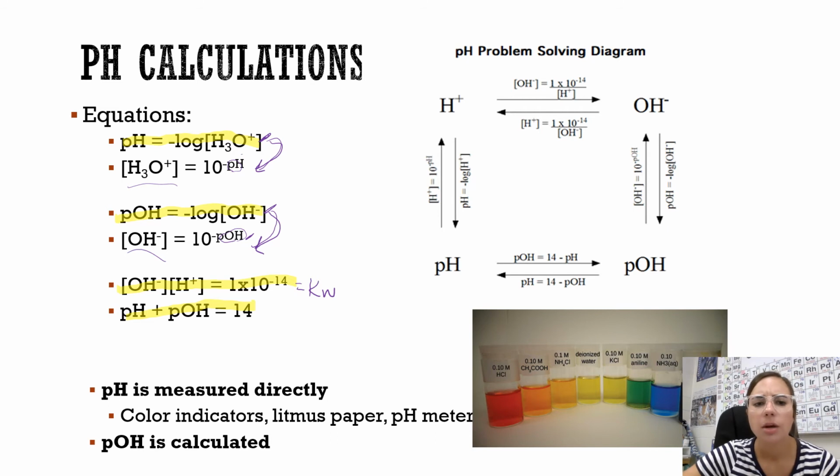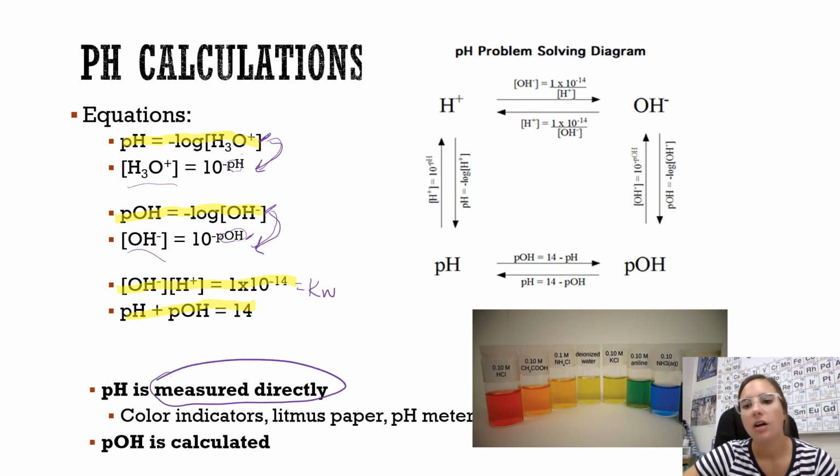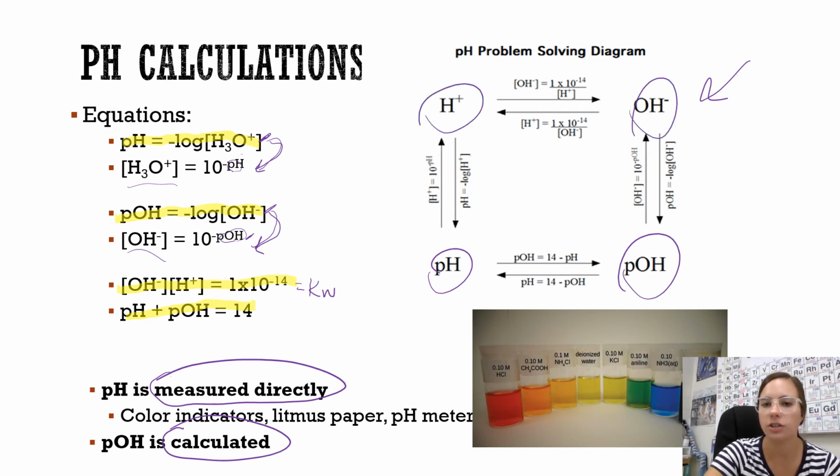Something else to consider, pH is measured directly. So we have indicators, we have litmus paper, we have a pH meter, all these things that measure pH. We do not have a pOH meter. Never, ever, ever is pOH measured. pOH can only be calculated. And what I have here for you is kind of a little diagram that shows how, given any of these values, pH, pOH, hydroxide concentration, or hydrogen concentration, you can calculate any of the other ones using the different equations.